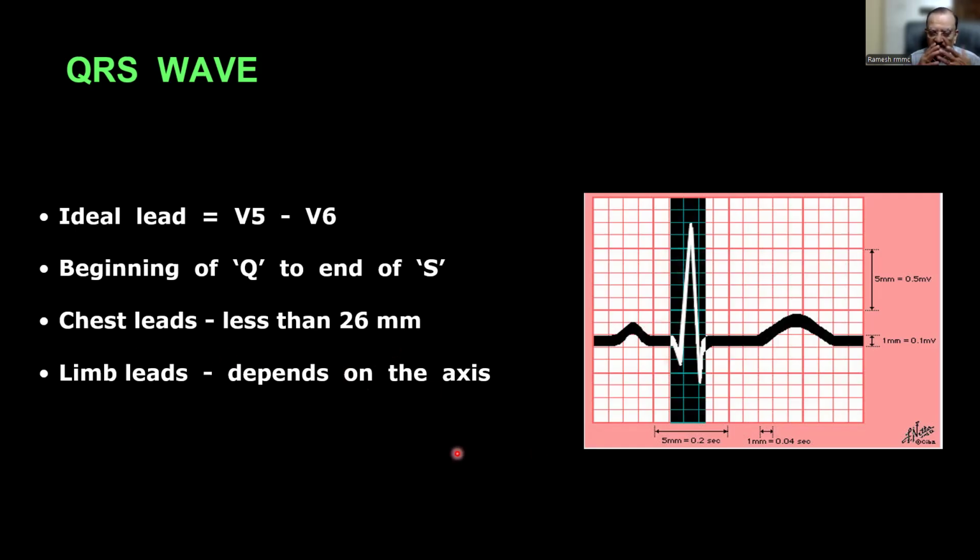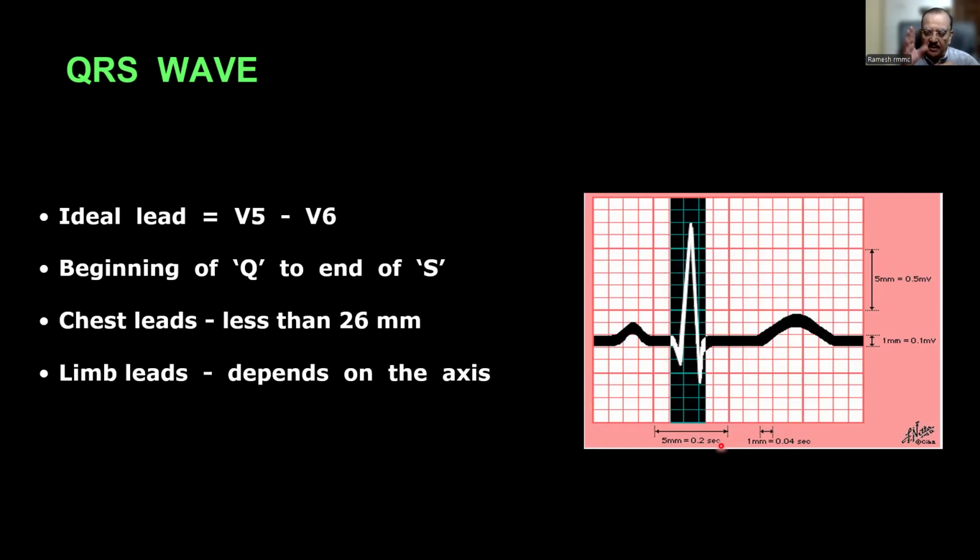Limb leads, we cannot do any calculation because it depends on the axis of the heart. I will teach you the axis subsequently. You will all become masters in the axis at the end of the class, I tell you. So don't worry. You measure the QRS only in the chest leads, especially V5 and V6. Upper limit is 26.